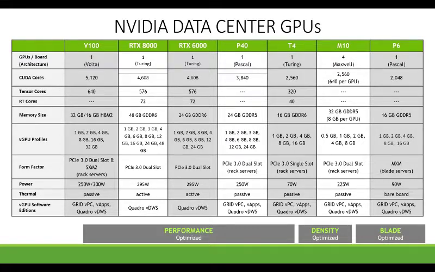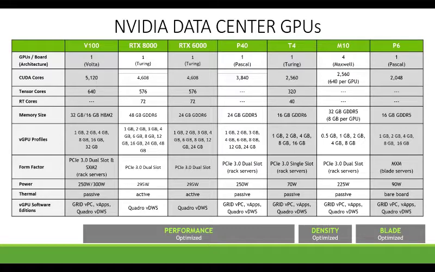Then you can see a variety of memory sizes, so frame buffer, right? And frame buffer, again, the size is important, but then also the type of frame buffer is important. So you can see on the V100, we have HBM2 memory, which is very, very fast memory. And then on the RTX cards, we have GDDR6 memory, and then on P40, GDDR5, et cetera, et cetera. So important to take into account because it has an impact on performance.